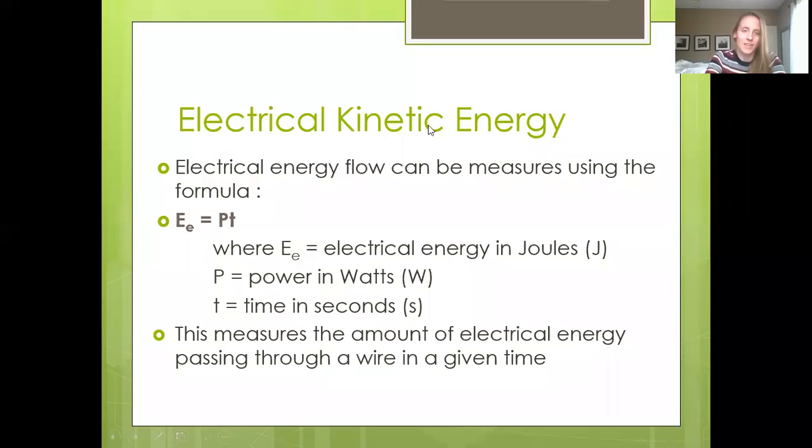So we can calculate the amount of electrical kinetic energy, which is the electrical energy, again, that is flowing through a wire. And the formula is electrical energy is equal to power times time, where energy is, as always, measured in joules, power is measured in watts, and time is measured in seconds.